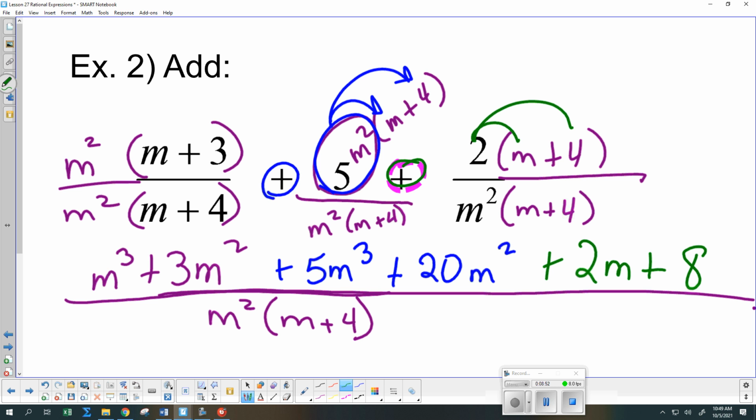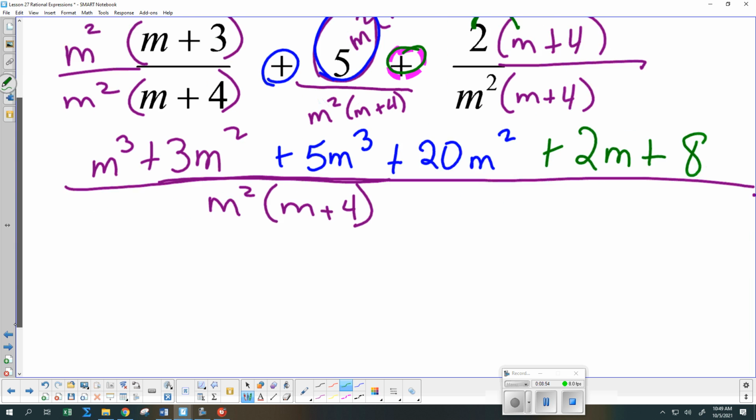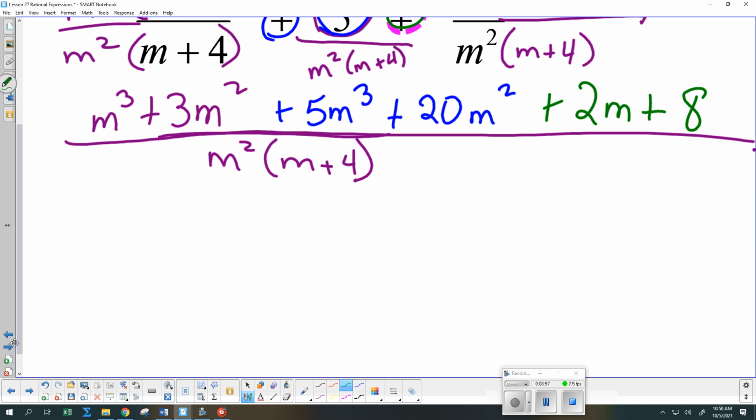Now we're looking for like terms. And what are some of the like terms that we see in there? Offhand, do you see any like terms we can put together? None of those can be added? Oh, sorry. 20 plus 3m squared and then m cubed. Slow down, just do one of them. 20m squared plus what? 3. And what will that give us? 23.